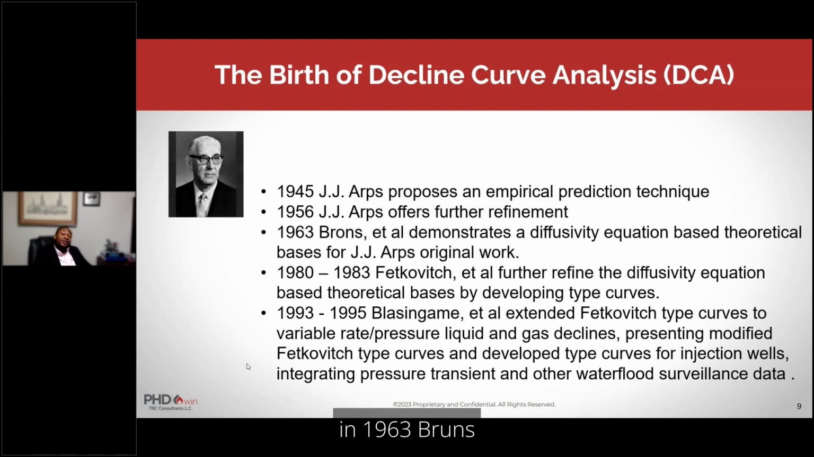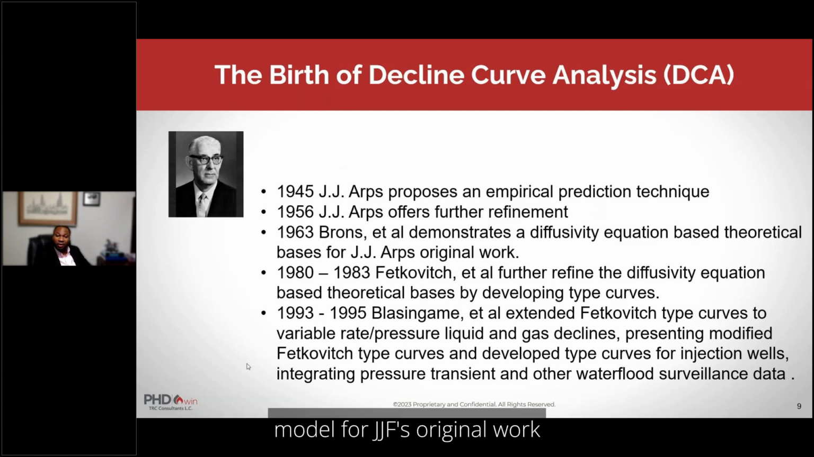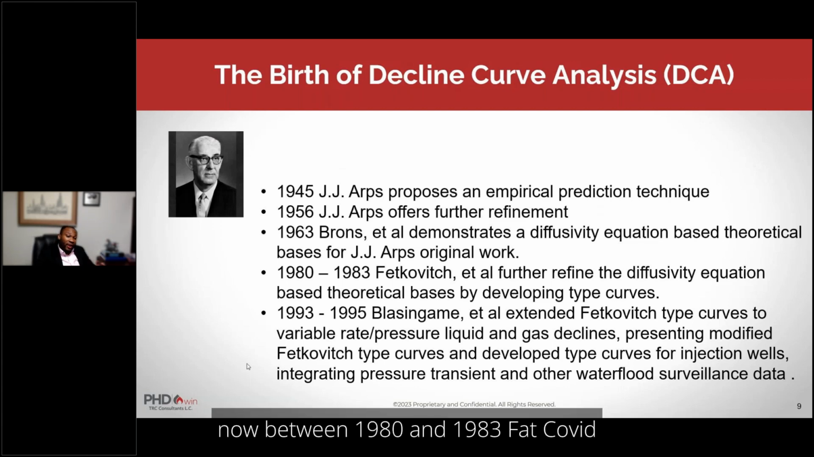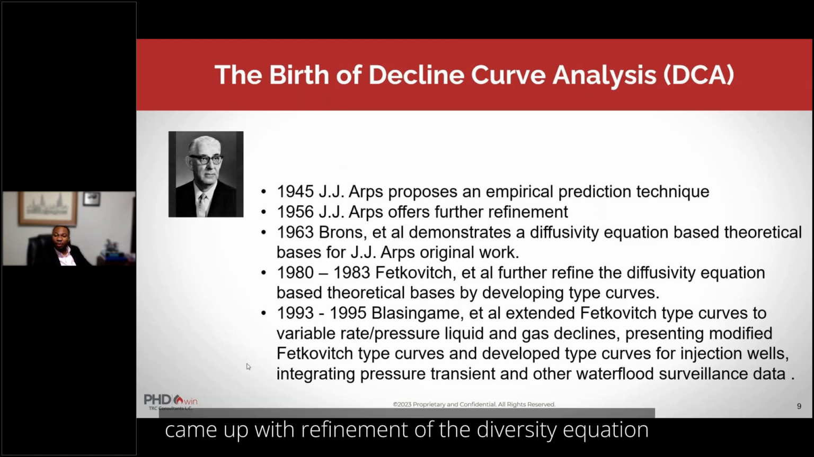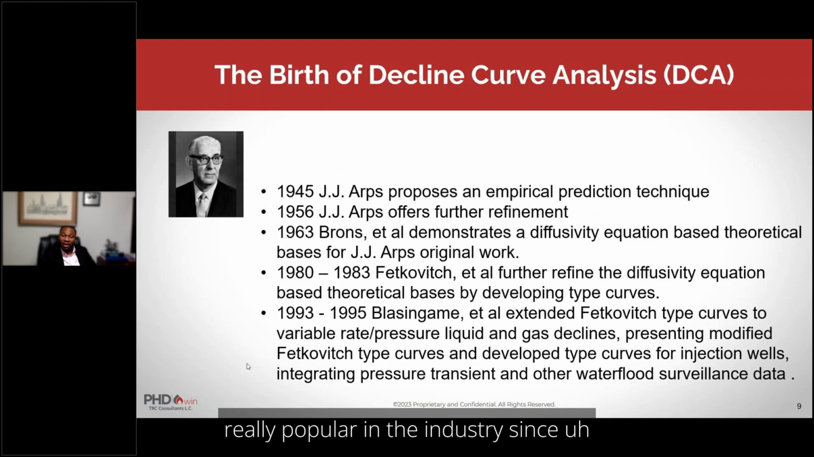In 1963, Brons demonstrated a diffusivity equation-based theoretical model for J.J. Arps' original work. Now, between 1980 and 1983, Fetkovich came up with a refinement of the diffusivity equation-based theoretical basis by developing type curves. And those type curves have been really, really popular in the industry since they were developed.